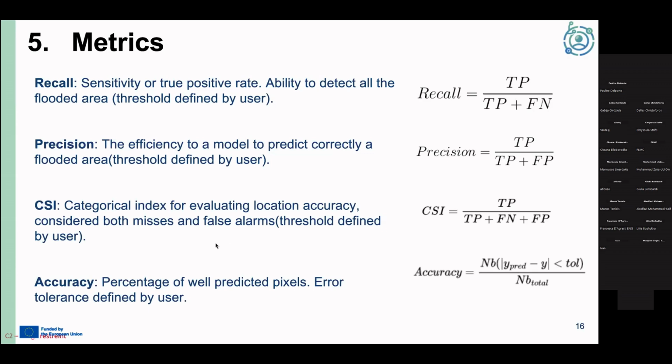And then finally, we are using the accuracy, which is the percentage of well-predicted pixels. We are using this metric to compare the loss of accuracy compared to our physical model. It's a percentage, but for that we need to define an error tolerance. In our case, we also define 5 meters because we want to be quite precise in the definition of our water depth. So it was important to have a low tolerance threshold.